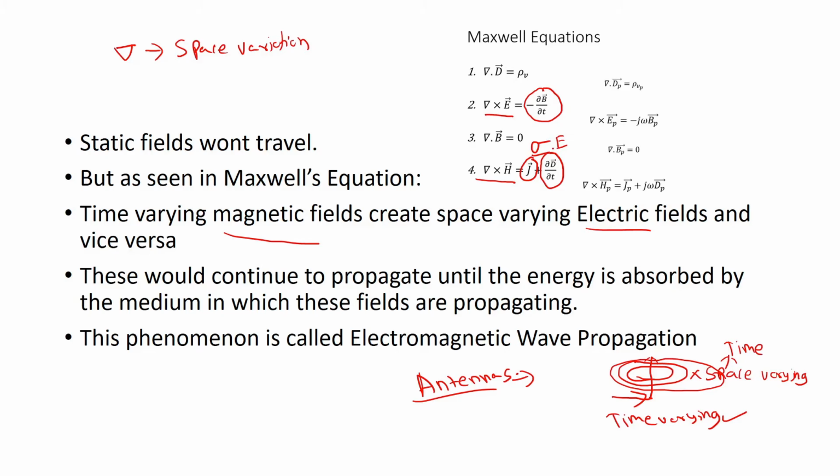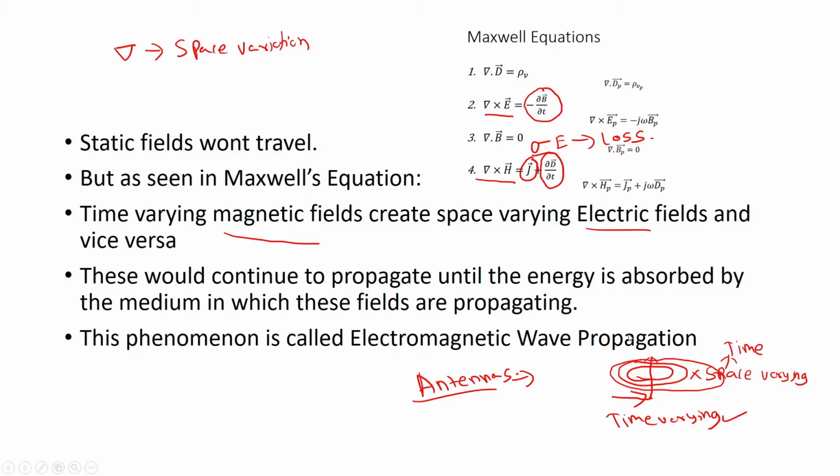Sigma is the conductivity of the medium. If this conductivity is low, that means these waves are going to travel for a longer distance, and if this conductivity is high, then these waves are not going to travel for longer distances. This results in a loss. So until the energy between them is lost, they continue to propagate. This is our electromagnetic wave propagation and the principle behind it.